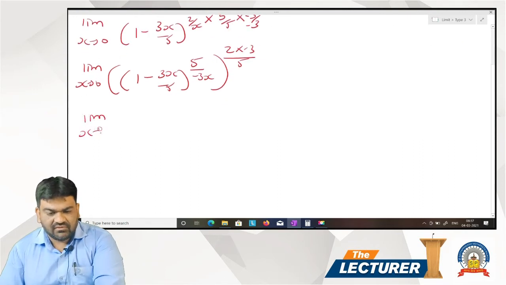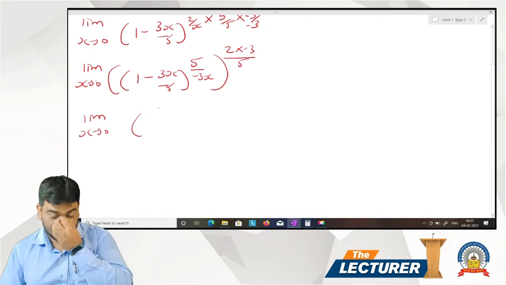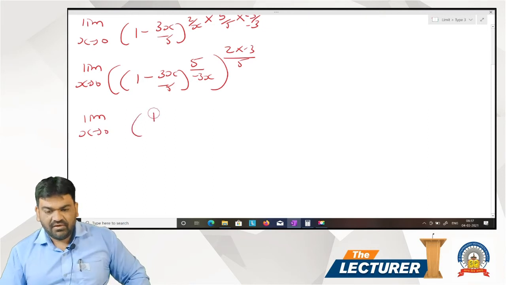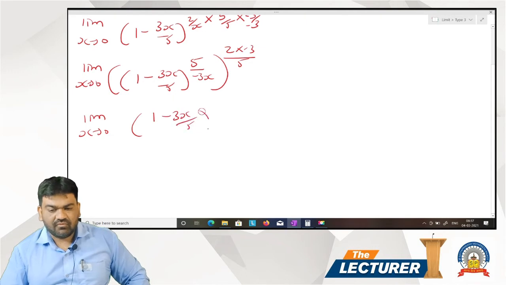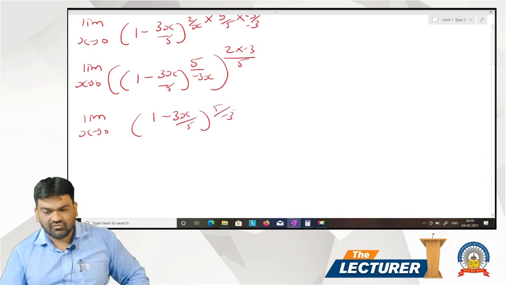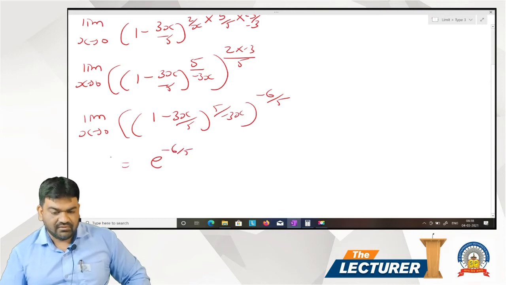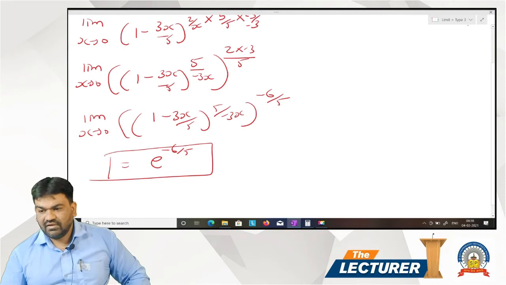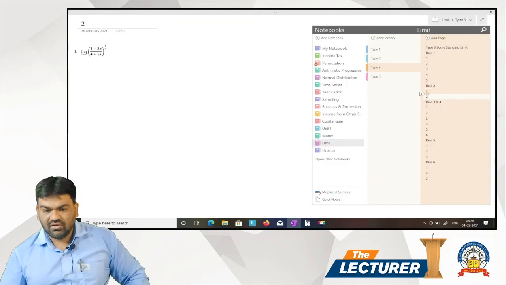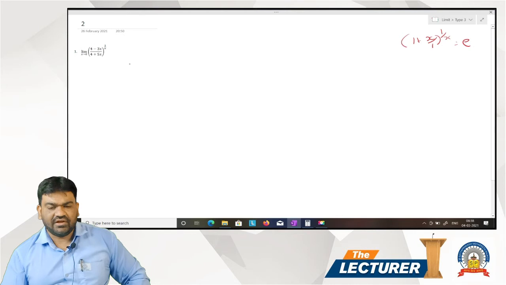Limit x tends to 0, (1 minus 3x upon 5) raised to 5 upon minus 3x, whole raised to minus 6 divided by 5. So here the limit of this we know, e raised to minus 6 by 5. This is your answer. Next rule number 2, second example.